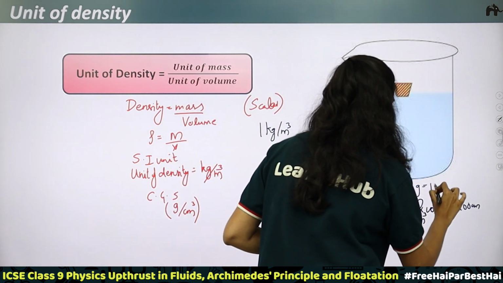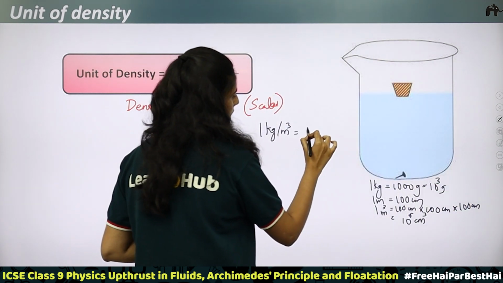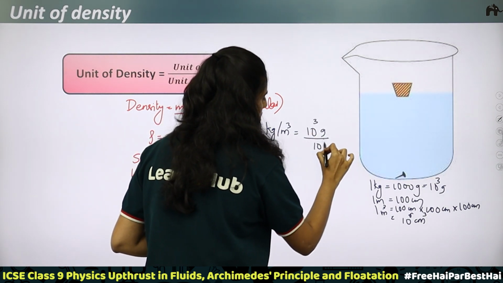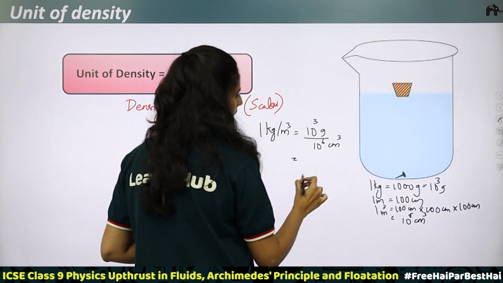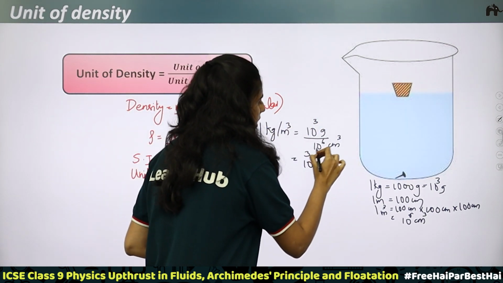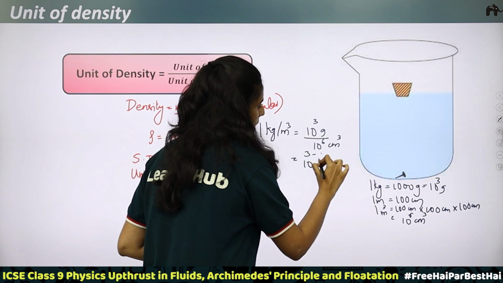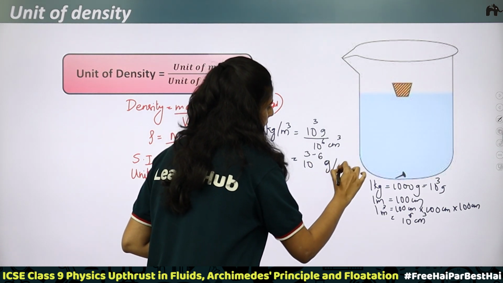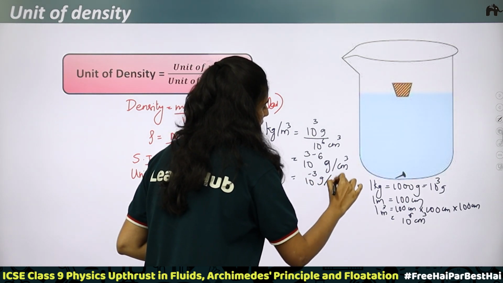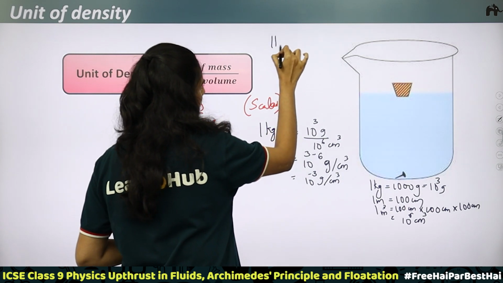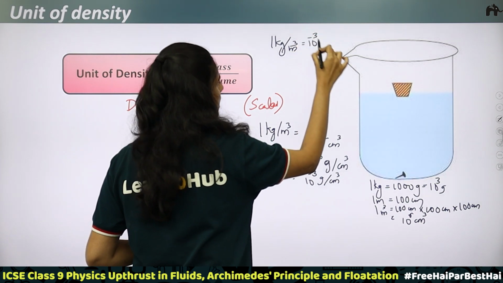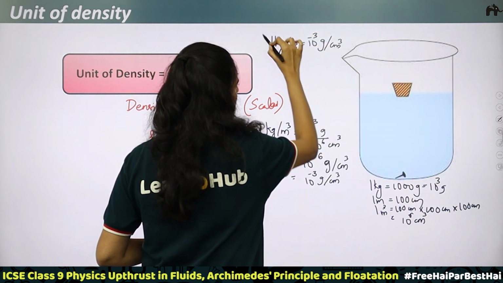1 kilogram is 10 raised to 3 grams. So this becomes equal to 10 raised to 3 grams divided by 10 raised to 6 centimeter cube, which is equal to 10 raised to 3. When this 10 raised to 6 goes to the numerator, it becomes 10 raised to minus 6. So 10 raised to 3 minus 6 gram per centimeter cube, or 10 raised to minus 3 gram per centimeter cube. Okay, so 1 kilogram per meter cube is equal to 10 raised to minus 3 gram per centimeter cube.